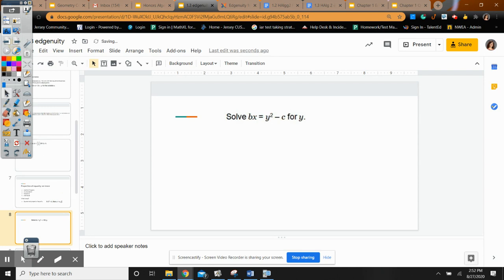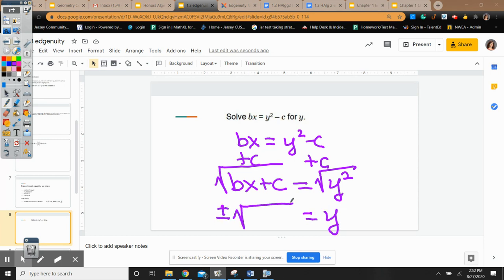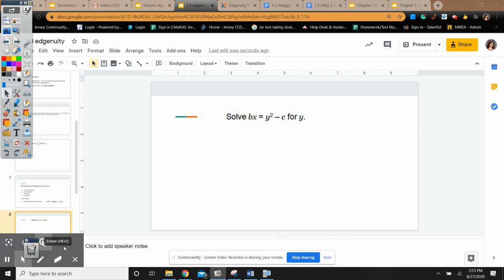So let's look at this guy. You have bx equals y squared minus c, and we're going to try to get y by itself. So the first thing we will do is add the c, and we get bx plus c equals y squared. Now, to get y all by itself, we will have to take the square root of both sides. Because I said the words take the square root of both sides, you need a plus or minus here, and you will have the square root of bx plus c. So don't forget your plus or minus.